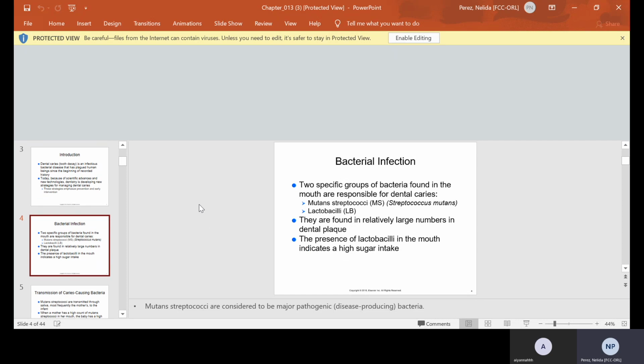Bacterial infection. There's two specific groups of bacteria found in the mouth that are responsible for dental caries. You have your mutans streptococci, which is the MS, and lactobacilli. They are found in relatively large numbers in dental plaque. The presence of lactobacilli in the mouth indicates a high sugar intake.